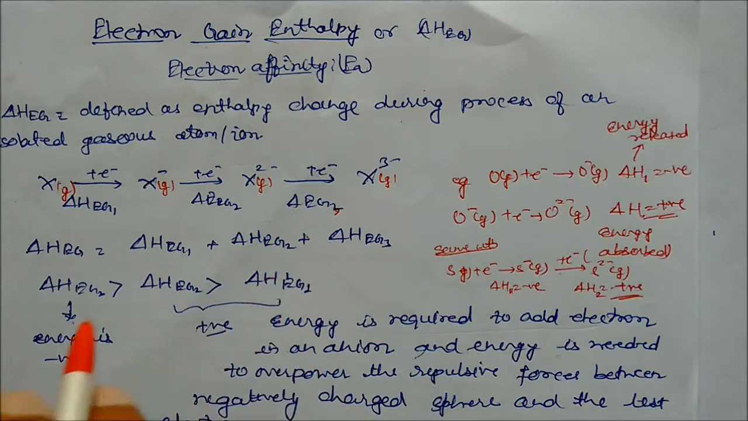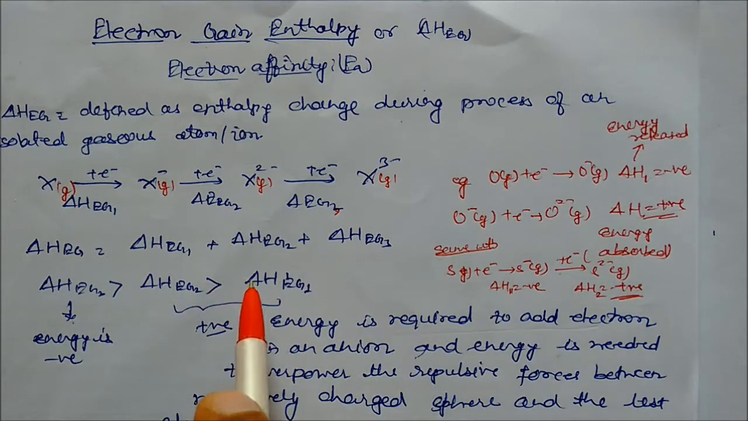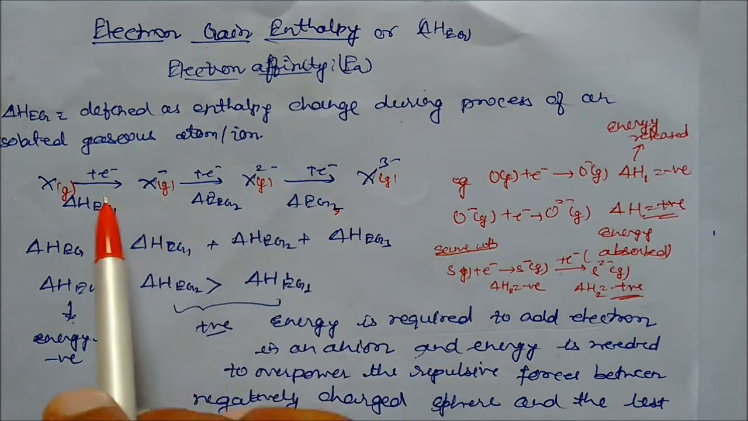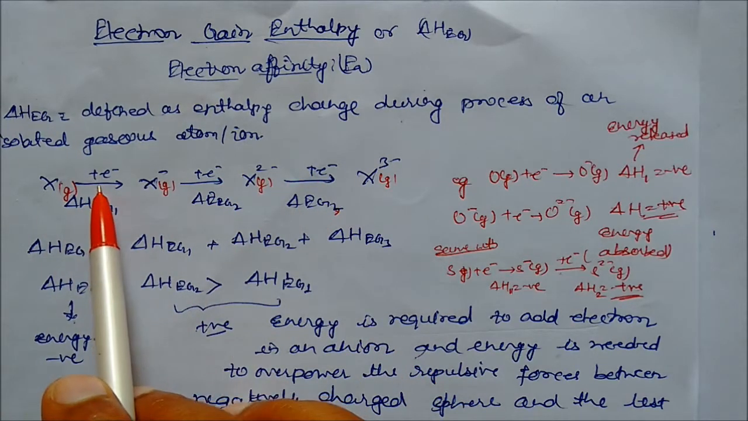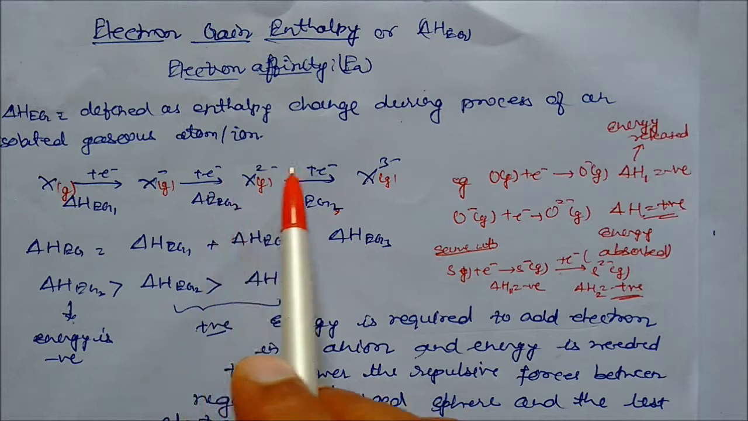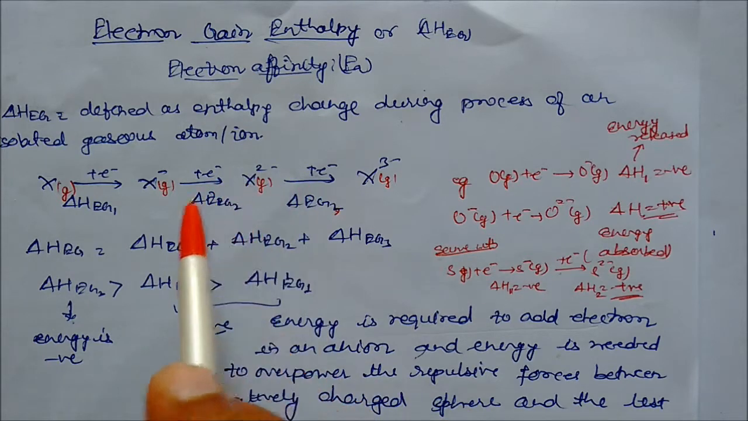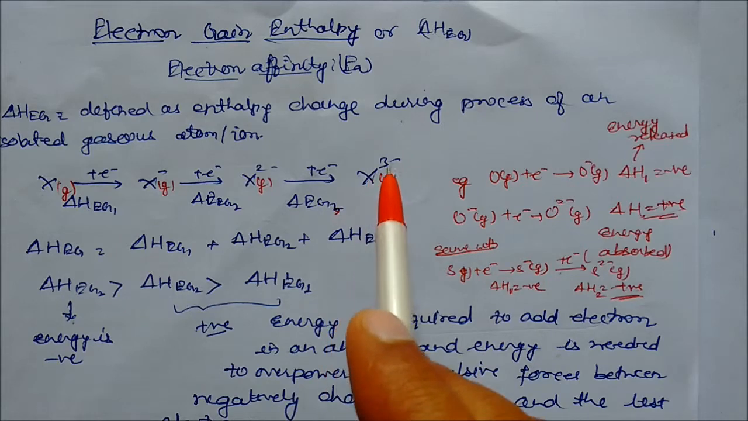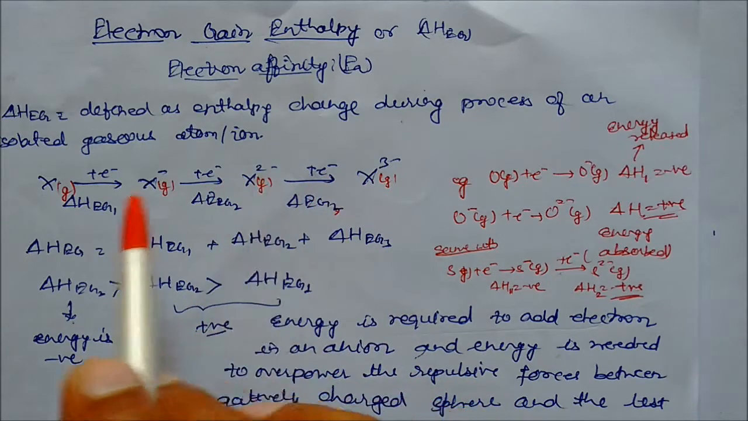In which Eg3 is greater than Eg2. Why is this greater and why is this lesser? The first energy will be negative. Negative means this energy has been released, but in the other cases the energy is not released, it is absorbed. Means in these two cases energy is absorbed, and in this case energy is released. Means this one is exothermic and these are endothermic. Endothermic means energy is absorbed by the anion X minus or X2 minus to form X3 minus. So here energy has been absorbed, and here energy is released.